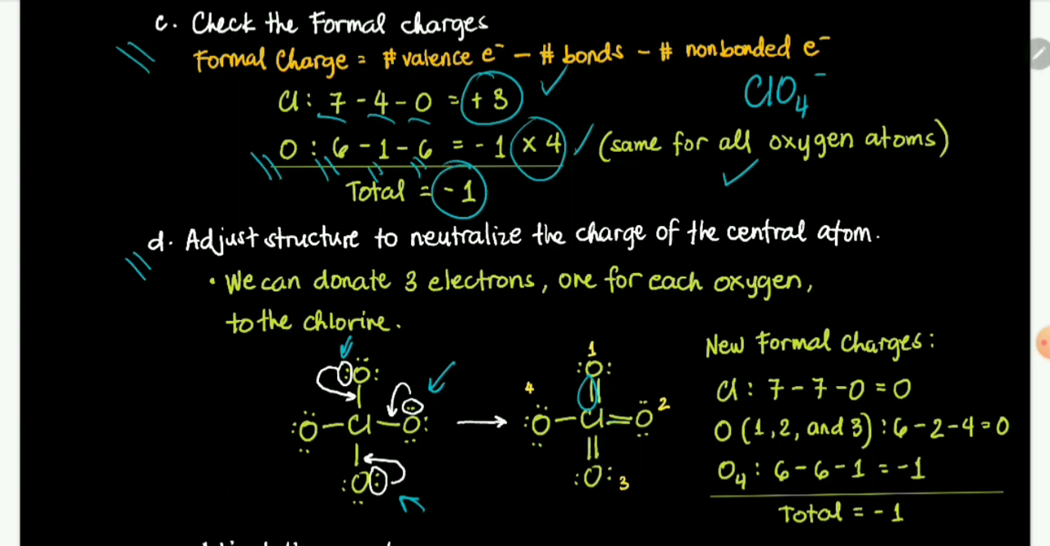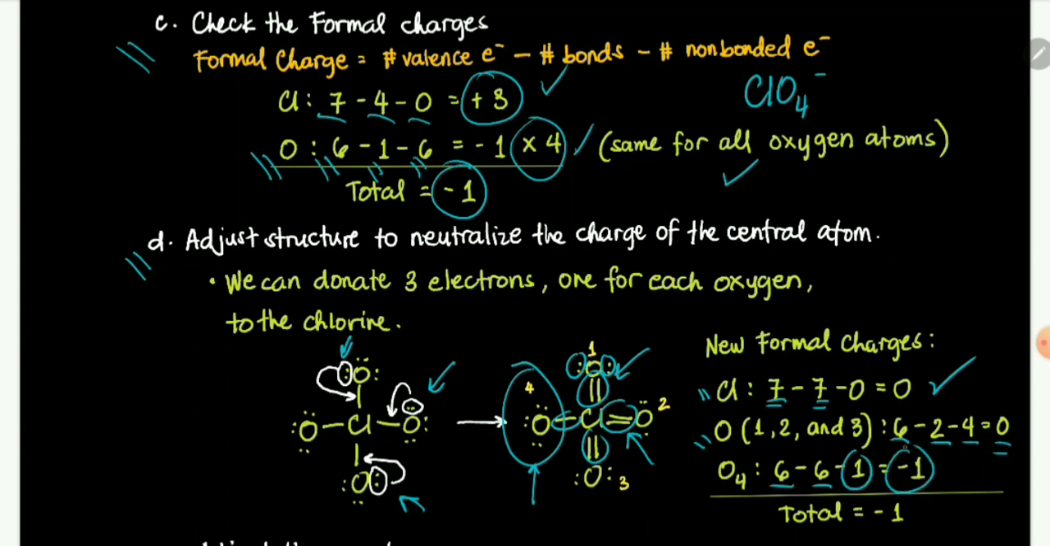Okay? So, for the chlorine, 7 ang kanyang valence electrons, minus 7 bonds, 2, 4, 6, 7. So, 0 na yung kanyang formal charge. Okay? For oxygens 1, 2, and 3, since pare-pareho sila ng bonding state, so 6 valence electrons, minus 2 bonds, kasi double bond sila. Okay? Minus 4 non-bonding electrons, that's a total of 0. Okay? So, for the oxygen 4, 6 valence electrons minus 6 non-bonding electrons minus 1 bond is negative 1. So, total niya ay negative 1.